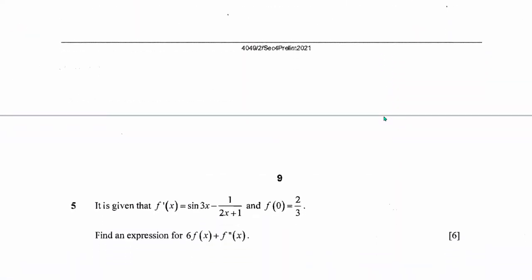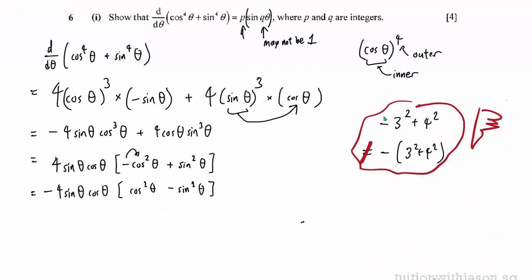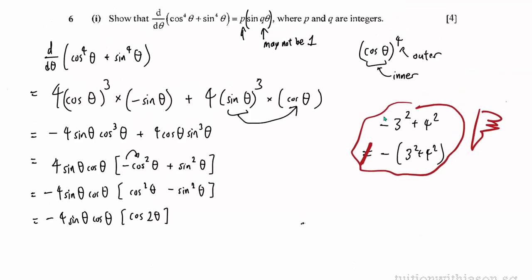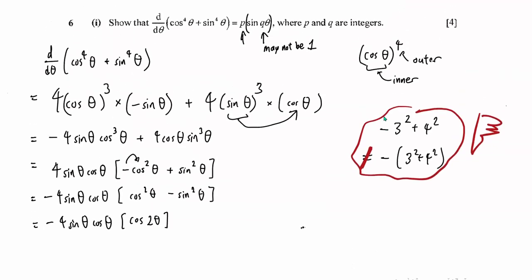Let me just replace this. So cosine 2 theta. Actually, is that useful? Maybe not so useful. Because what is the format they required? A single copy of sine. Single copy of sine. So maybe I'm leading you down a wrong path.